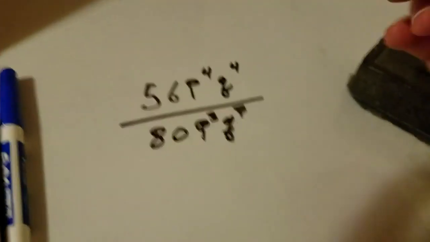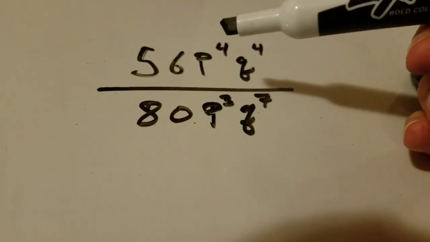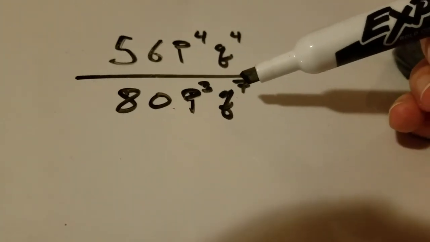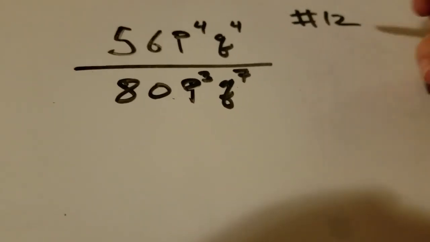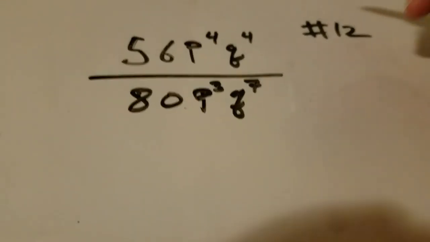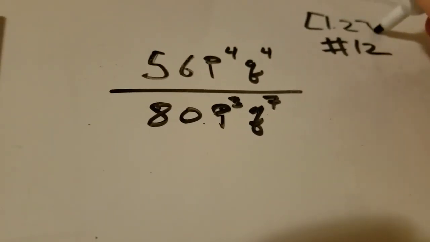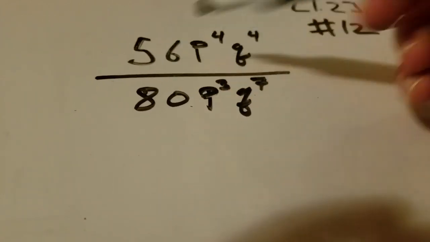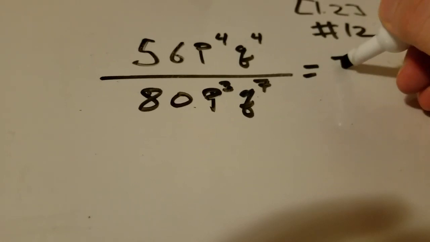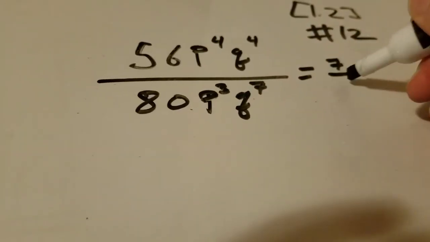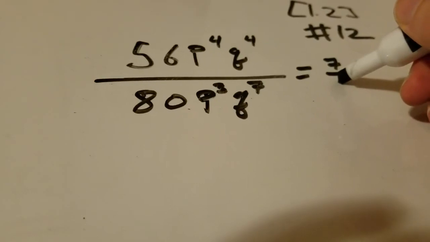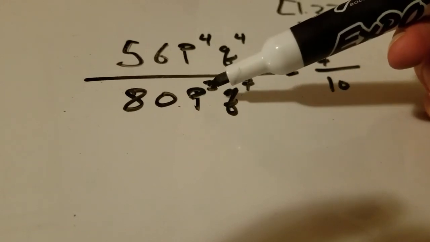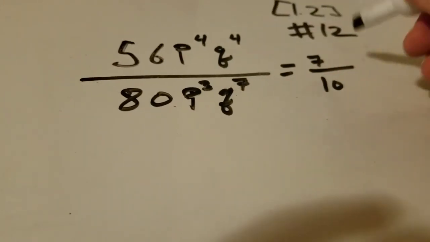So when we're in lecture, we talked about this problem, and we had 56 over 80, p to the fourth, p to the third, and q to the fourth, q to the seventh. This is problem 12 on homework 1.2, okay? Now, in lecture we found that these both have 8 in them. How many 8s does 56 have? This has 7. And how many 8s does 80 have? It's 10. Then p to the fourth, p to the third. So we subtract these, so we just get p.